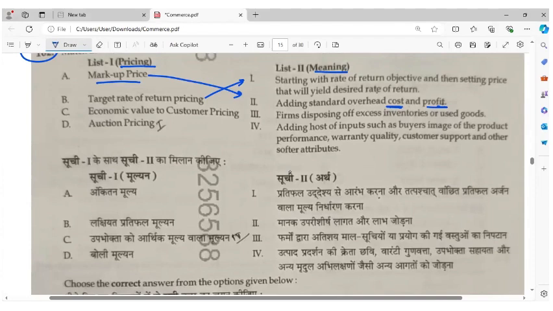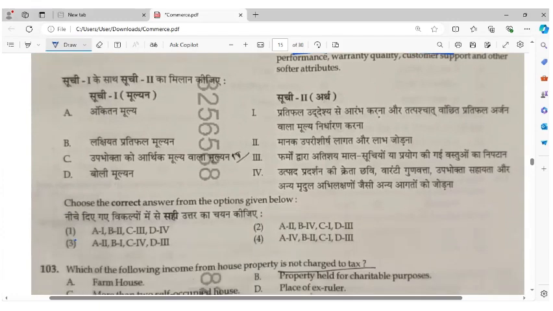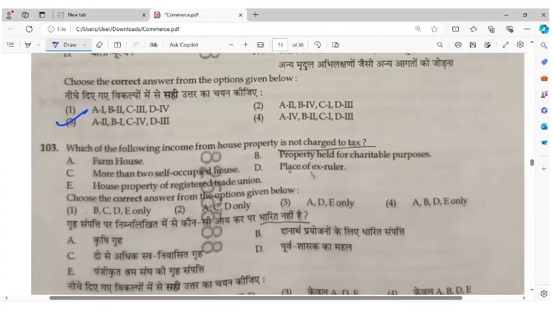The economic value to customer pricing is related to additional input such as the buyer's image in his mind of the product, and the performance, warranty, quality, customer support, and other support. So it is directly related to economic value to the customer pricing. And auction, you know, is related to the third one, a firm disposing of excess inventory through an auction, that is bidding. So option number 3 is right over here.